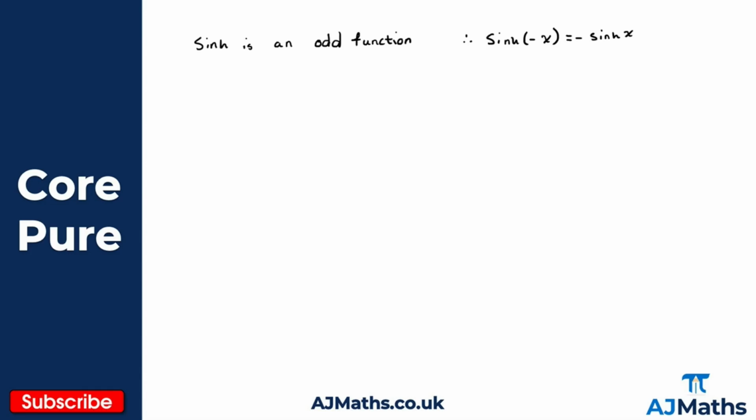And cosh is an even function. So what does that mean here? Well, what that means is cosh of minus x is equal to cosh of x. That would be positive. So sinh is an odd function, therefore sinh of minus x is equal to minus sinh of x. And cosh is an even function, so that means that cosh of minus x is equal to cosh of x. And there we have it.